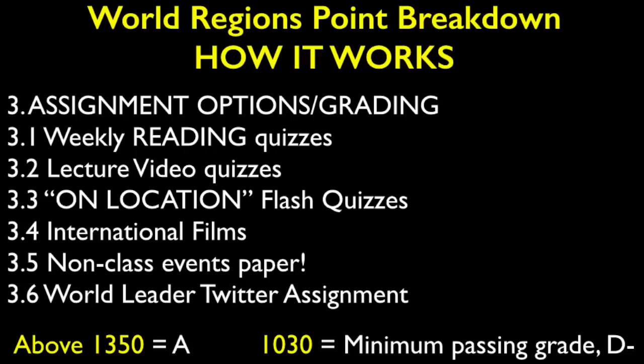I still remember that stuff. But let me get back to World Regions. How do you earn points to get the grade you want in this class? The World Regions point breakdown is that we have 6 different things this semester. I'm looking at the syllabus right now myself: 6 different major categories of assignments that you can do. Each thing is worth points, and each one of these things happens weekly.